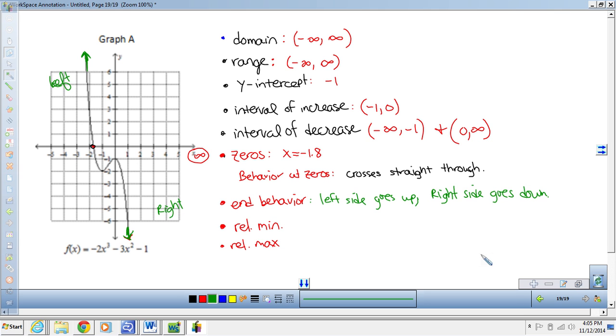Okay, relative min and relative max, I'm looking at the humps. So we have a hump here and another hump here. Which one is the minimum and which one is the maximum? This one is your minimum right here. We're looking at the point -1, -2. And this one is my maximum right here. We're looking at the point 0, -1. And I am now done describing the behavior of my polynomial.